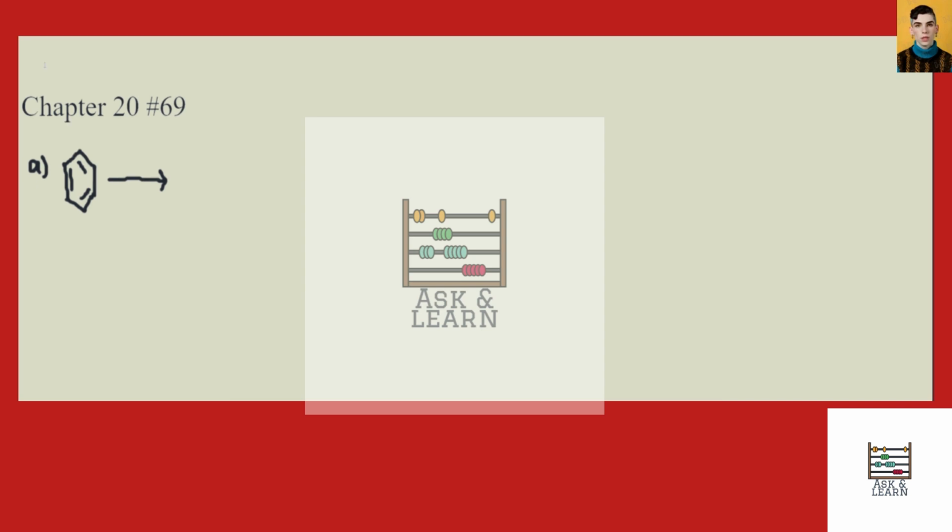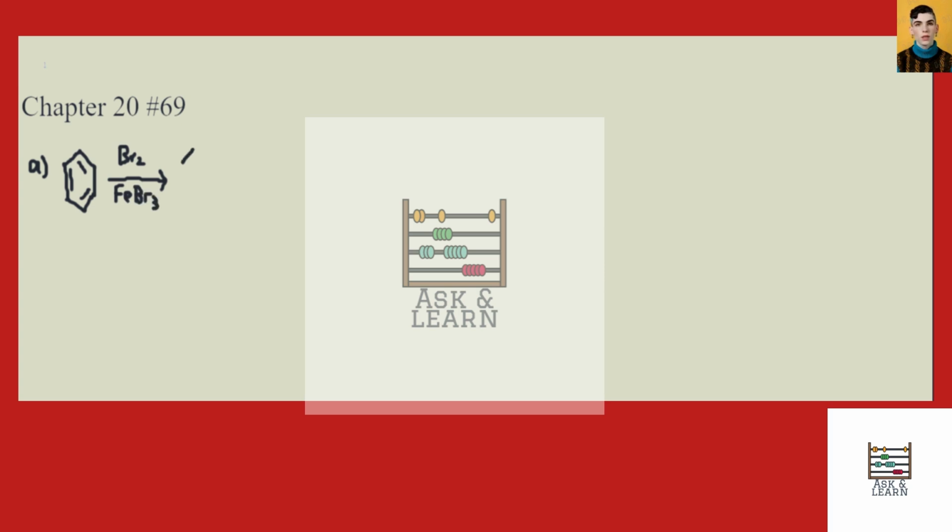This is the answer to Chapter 20, problem number 69 from the Smith Organic Chemistry textbook. This problem asks us to convert benzene into each of the four compounds that the problem gives us. We're told we can also use any inorganic reagents and any organic alcohols having 3 carbons or fewer. And we're also told that one step of each of these syntheses must involve a Grignard reagent.